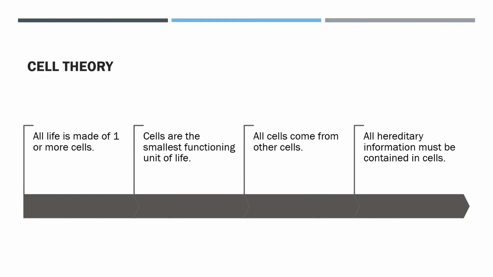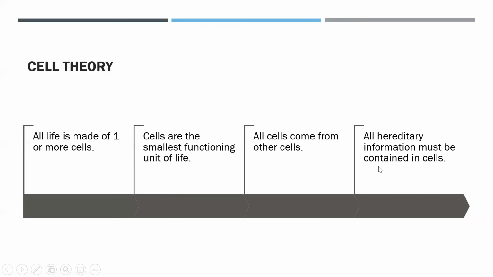All hereditary information must be contained in cells. Since every cell came from another cell as its parent, any information that is going to be passed along to control the functioning or appearance of that cell had to have come from the parent. It couldn't have come from somewhere else. So all this is saying is that the information necessary to make a cell has to be self-contained within that cell.